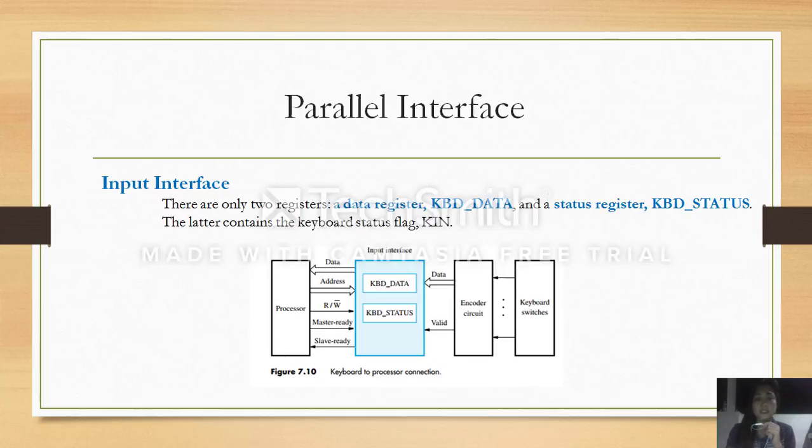This is the parallel interface. Input interface: there are only two registers, a data register and a status register. The latter contains the keyboard status flag, or KIN.